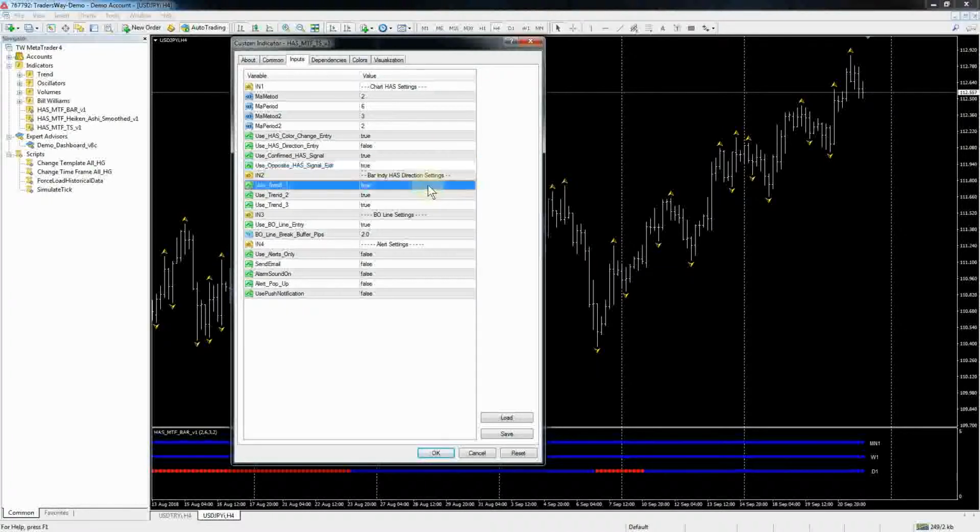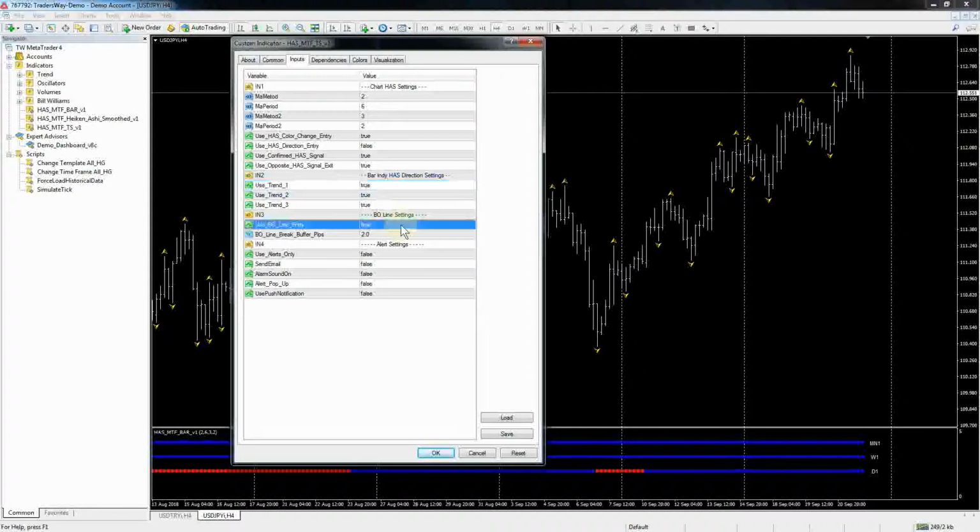Now here are your trends. You got 1, 2, and 3, and they always start from the bottom here. This would be 1, this would be 2, and this would be 3. So you got your choice of which ones you want to use. So if you only want to use, say, trend 1, the daily one, to confirm this, you can set these other two to false. So it's up to you how you want to set these.